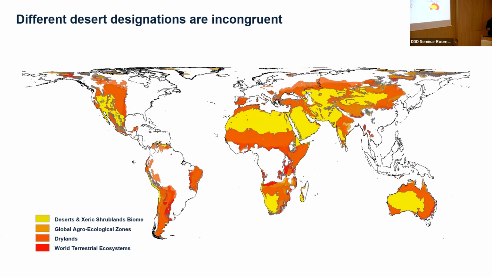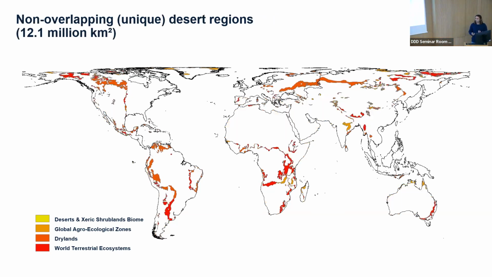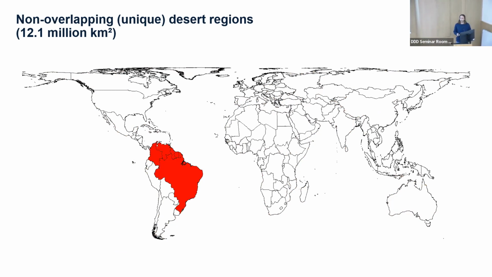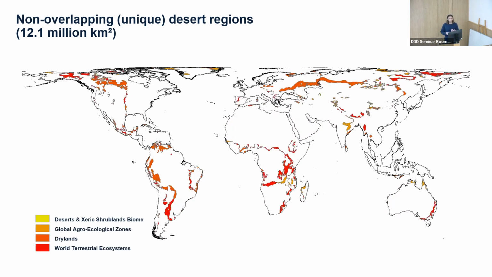Comparing these different desert designations allows us to highlight the potential complementarity, while at the same time identifying unique desert regions not considered by all designations. These non-overlapping desert regions sum to a combined area of about 12.1 million square kilometers. That's a vast region not considered by all desert designations, that roughly equals more than half the land area of South America. But of course, these encompass diverse and unique desert regions spread across the world.